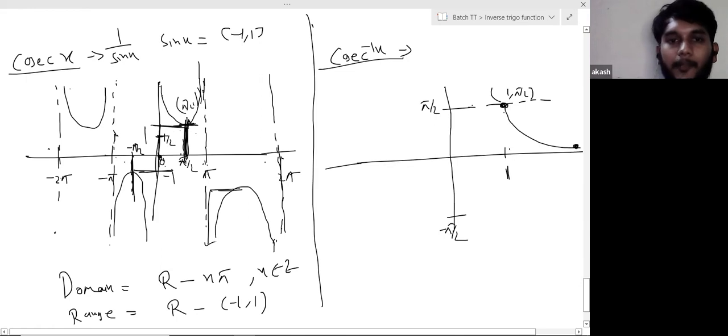Now the same thing for the right-hand side. This part is minus pi by 2 comma minus 1, so minus 1 comma minus pi by 2.